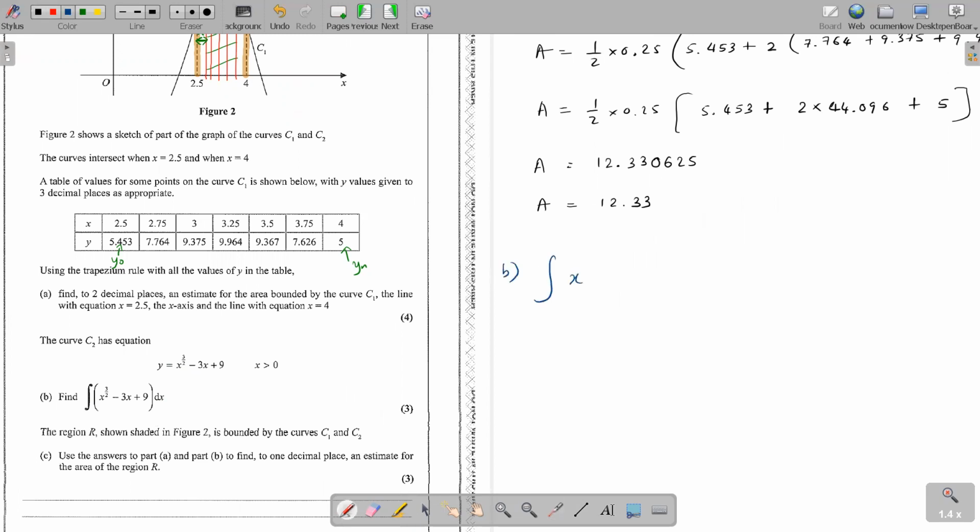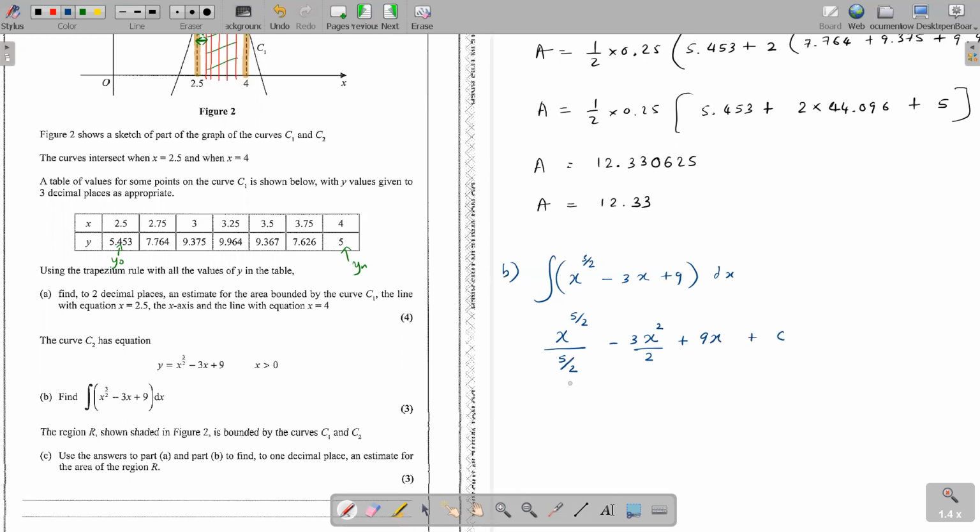So integrate x to the power 3 over 2 minus 3x plus 9, the whole thing. When you integrate, you know the rule: you add 1 to the power, 3 over 2 plus 1 is 5 over 2, divide by 5 over 2, minus 3 times x to the power 1, add 1 is going to be 2, divide by 2, plus simply when you integrate a constant 9 with respect to x, it's going to be 9x. And don't forget the plus c, right?